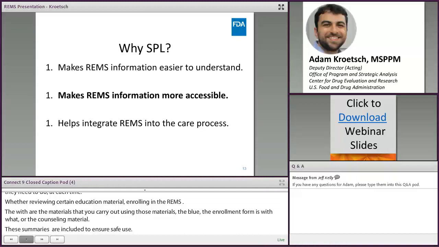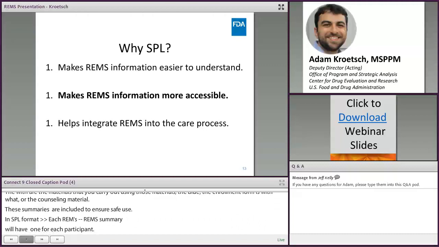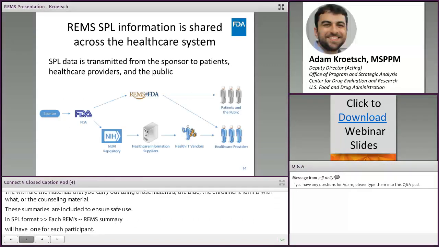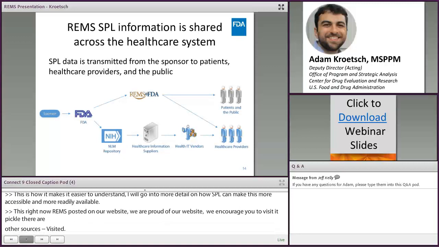Now I'm going to go into a little bit more detail about how SPL can help make REMS information more accessible, more readily available. So right now, REMS information is made public when it's posted on our website, REMS@FDA. And while we are very proud of our website and we'd like to encourage you to visit it, we know that there are a lot of other sources that patients and healthcare providers use to get drug information. And the good news is SPL is designed around being disseminated to a wide range of those sources already.